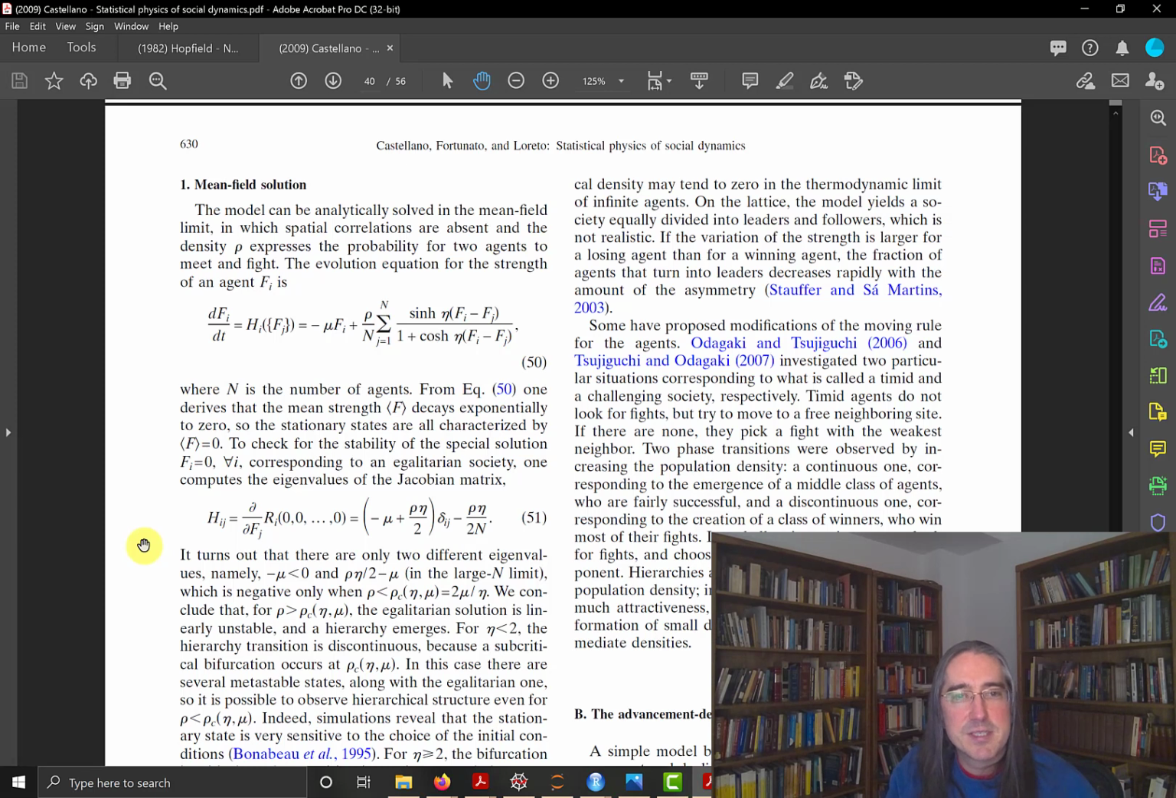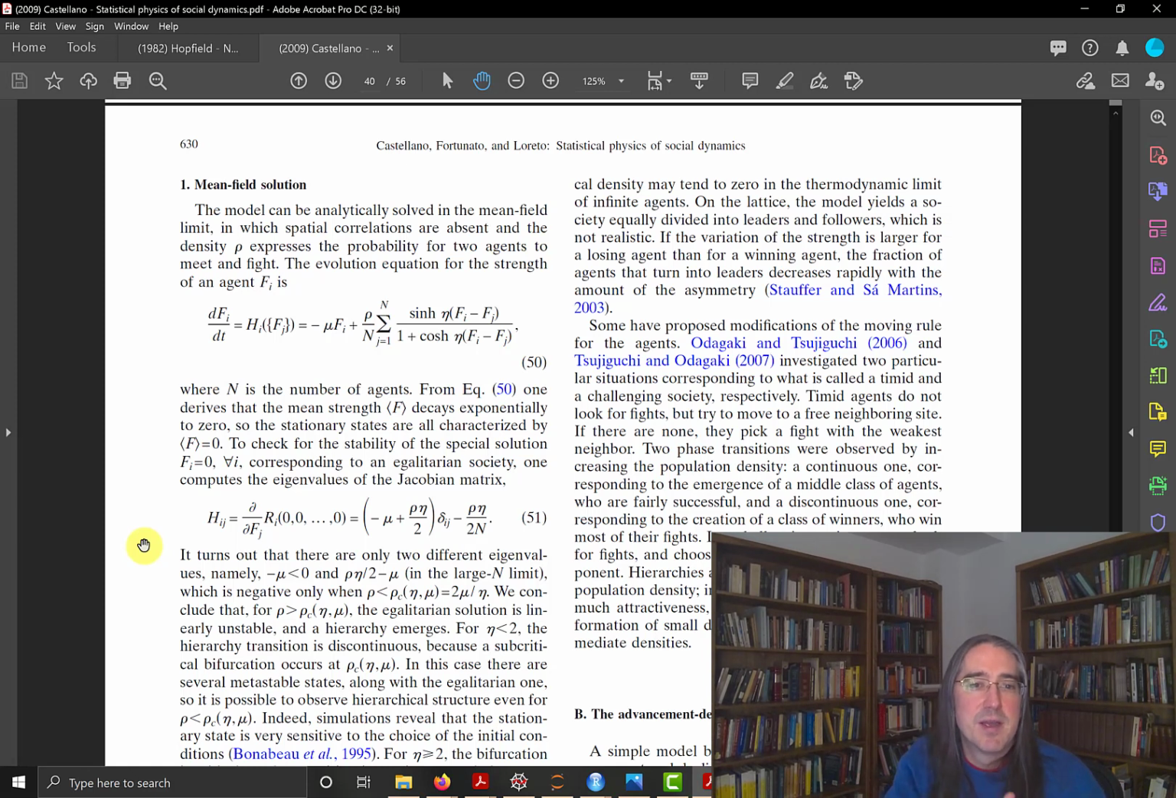Hey, I won my fight against you. Now my strength has gone up a little. But on average, my strength will go up and down by the same amounts, and it's a wash. So that's the kind of way that you can learn something about this. This is pointing to the idea that you need more than just the possibility of conflict. You need a certain level of conflict before hierarchy is going to spontaneously arise.